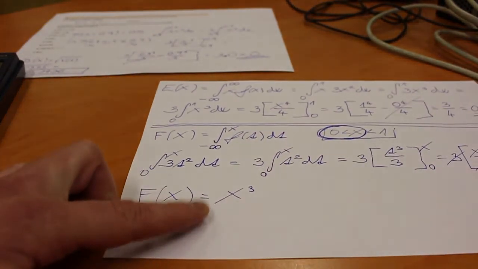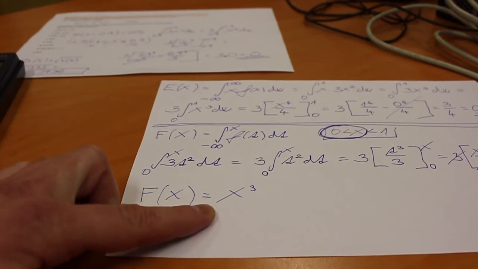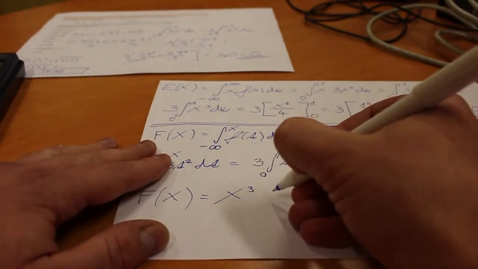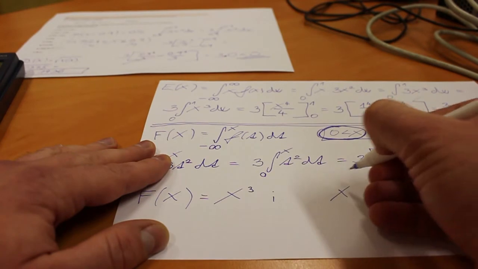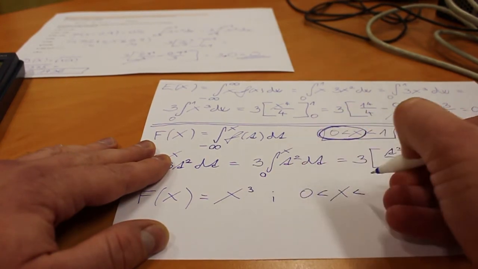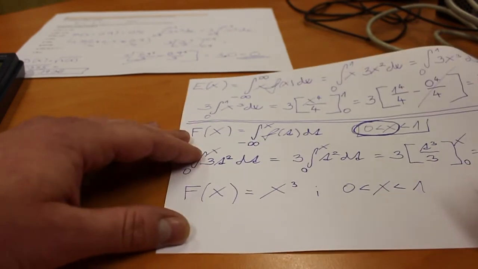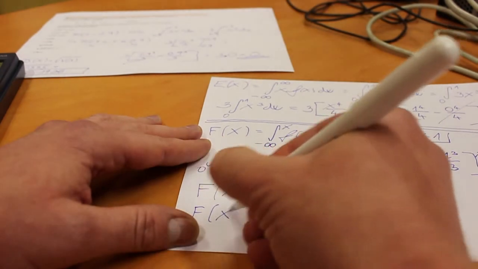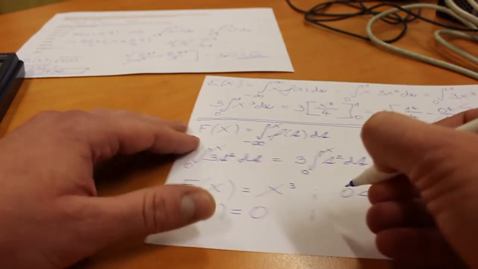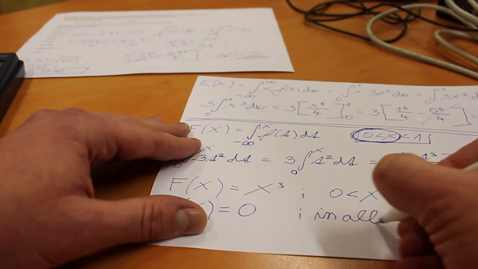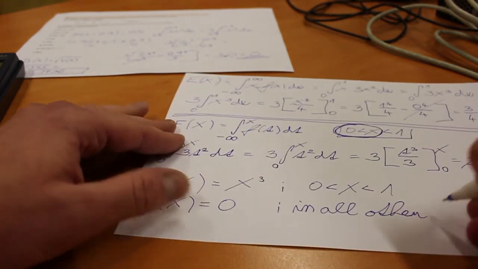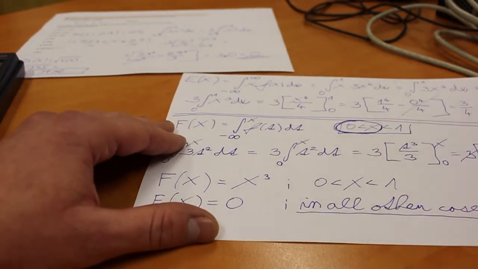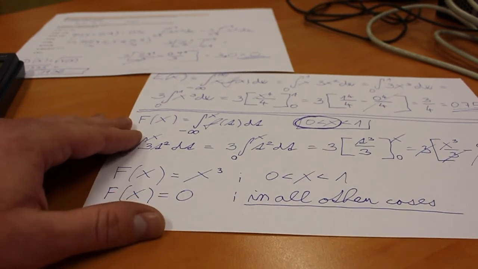This is a distribution function, so the result must be the function x to the power of 3, not a value. And this function is valid only for x higher than 0 and smaller than 1. We must not forget to write that the distribution function F(x) is equal to 0 in all other cases.